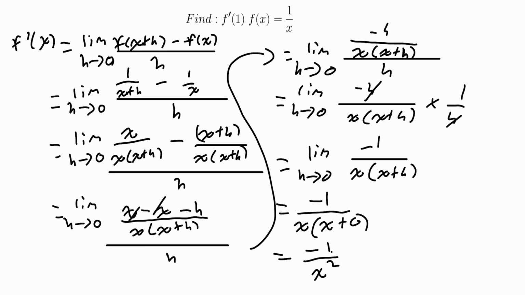And we're asked to evaluate f prime of 1, which is just going to be equal to negative 1 over 1 squared, which is just equal to negative 1. And that is our final answer.